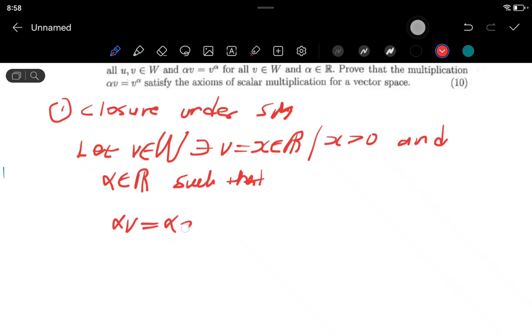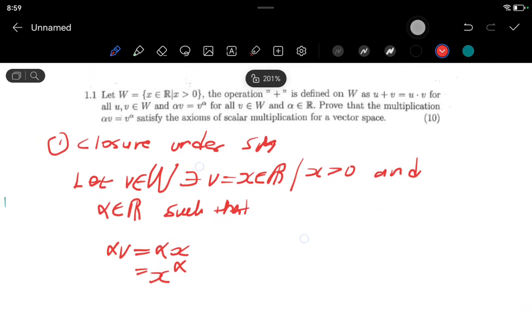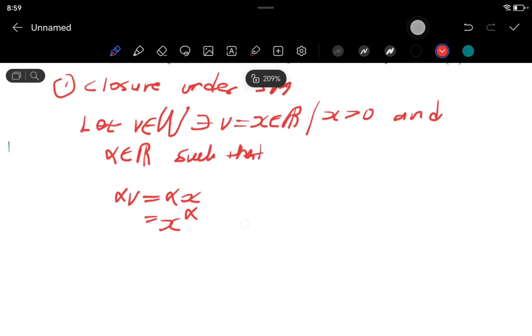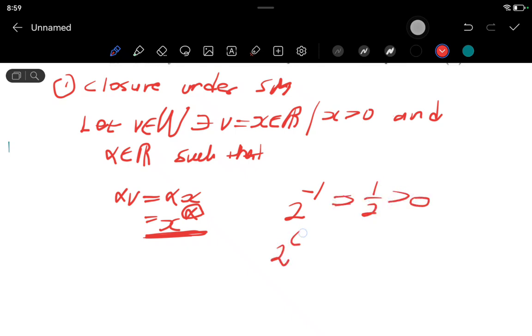What is our v? Our v is x. So they're going to see if you use the x or not. So this will be x to the alpha. You see? And x is greater than 0. As long as x is greater than 0, this will always be greater than 0, doesn't matter what alpha is. Let's say x is 2, even if alpha is negative 1, this will be 1 over 2, which is greater than 0. Even if alpha is 0, this will be 1, which is great. We'll never get a negative number or a number which is 0 here. So this will always satisfy.